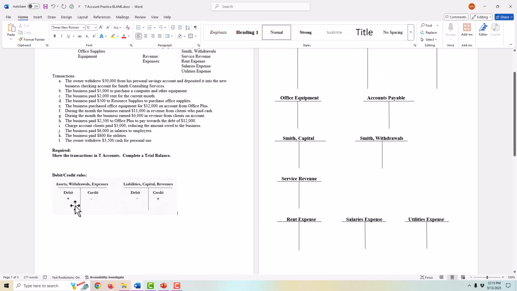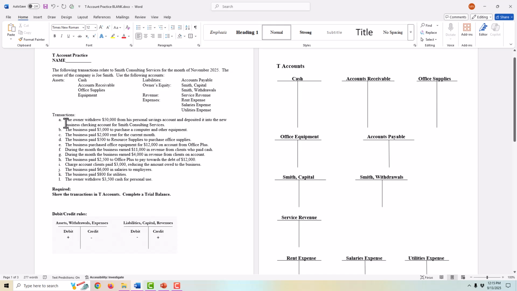And then I added this image here with the debit credit rules just to remind you of what those rules are. If it's an asset, withdrawal, or expense, we're going to add to those accounts with debits, subtract with credits. Everything else is the opposite. If it's a liability, owner capital, or revenue, we're going to add to those with credits, subtract with debits. Okay, so I'm just going to go through these one by one.